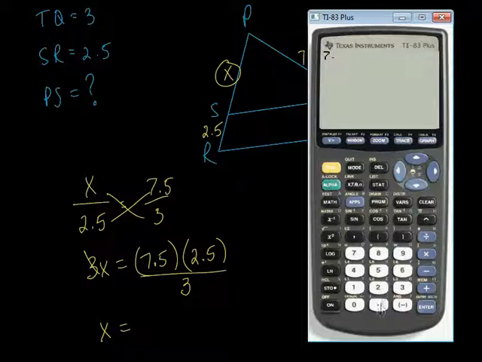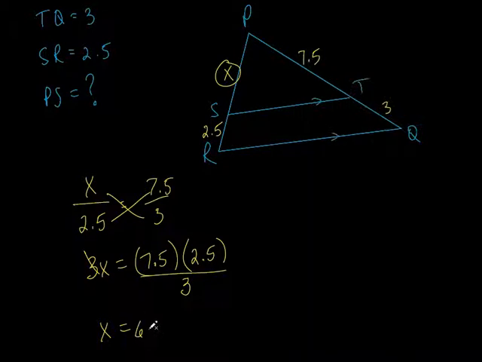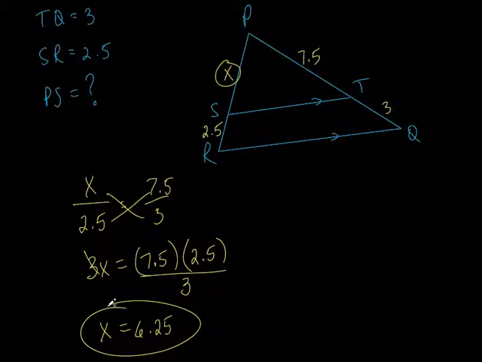So here we go. It's 7.5 times 2.5 times 2.5. And then I always like to hit equals. I don't think you have to, but I always like to. And then you take that and divide it by 3. Okay? And there you go, 6.25. That's all you have to do for something like that. That's not too hard, is it? Nah, it's pretty easy. All right, let's do another type of thing.